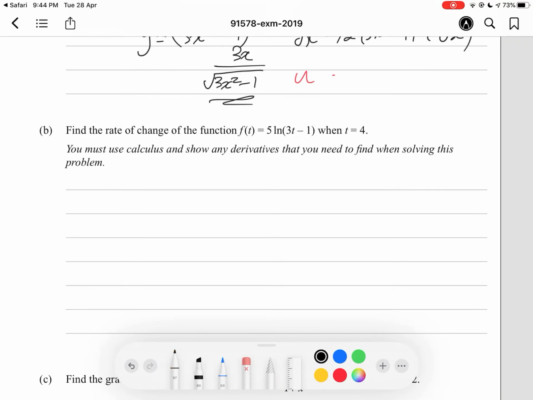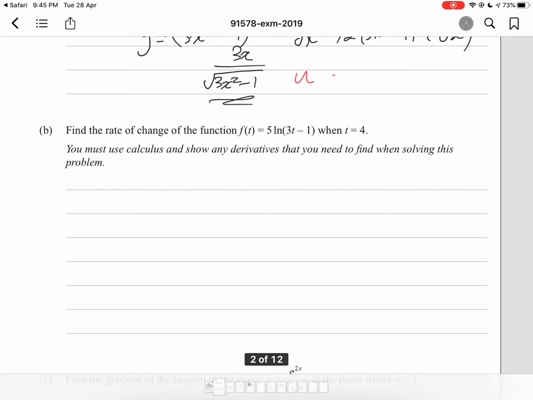Question B. Find the rate of change of the function. So rate of change, remember when you see rate of change, that always refers to the derivative. So find the rate of change of the function f of t equals 5 ln of 3t minus 1 when t equals 4.